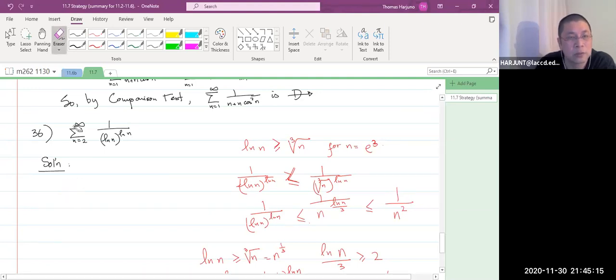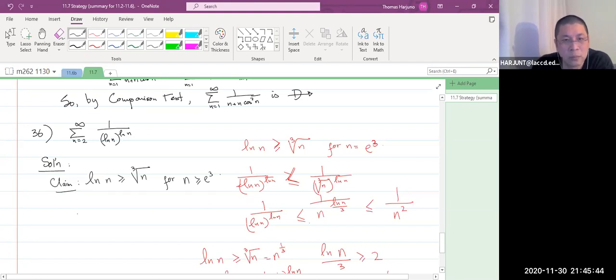Maybe I'll do this one first. Natural log of n is greater than or equal to cube root of n for n greater than or equal to e cubed. And proof. So first ln e cubed, that's equal to 3. Cube root of e cubed is e. Clearly, it's greater, right? But that's only for e cubed though. I also need to show that for n greater than that.